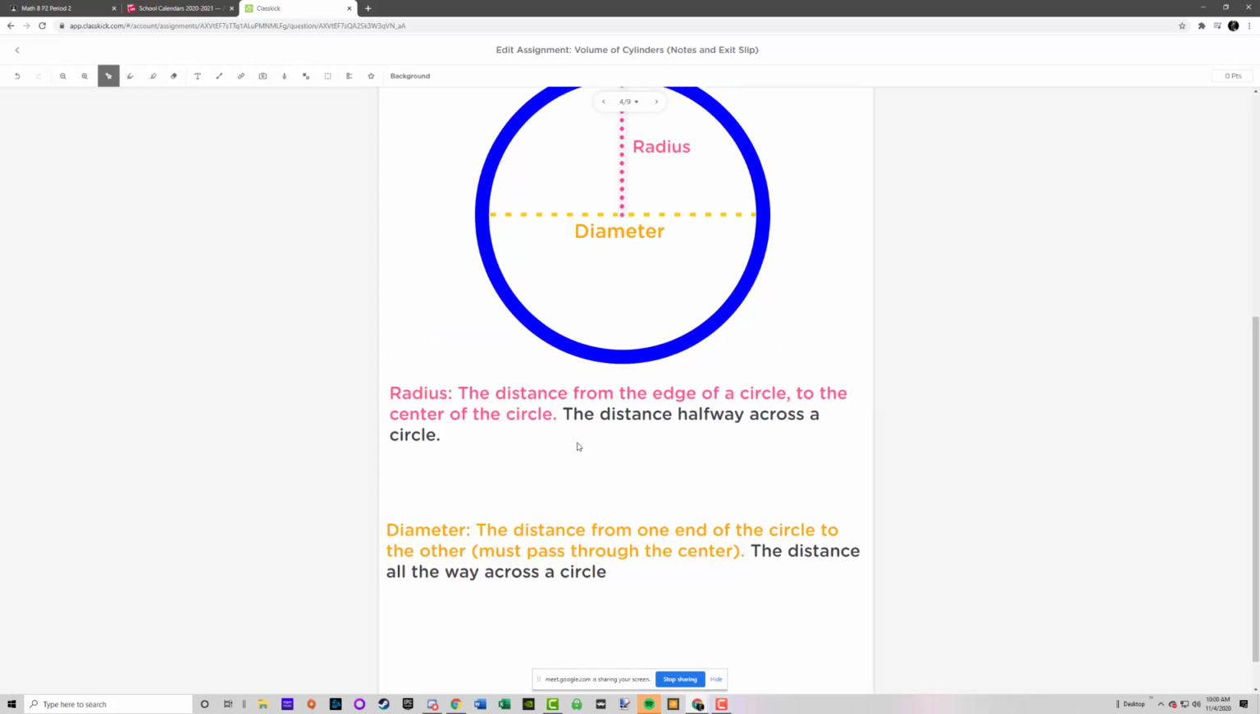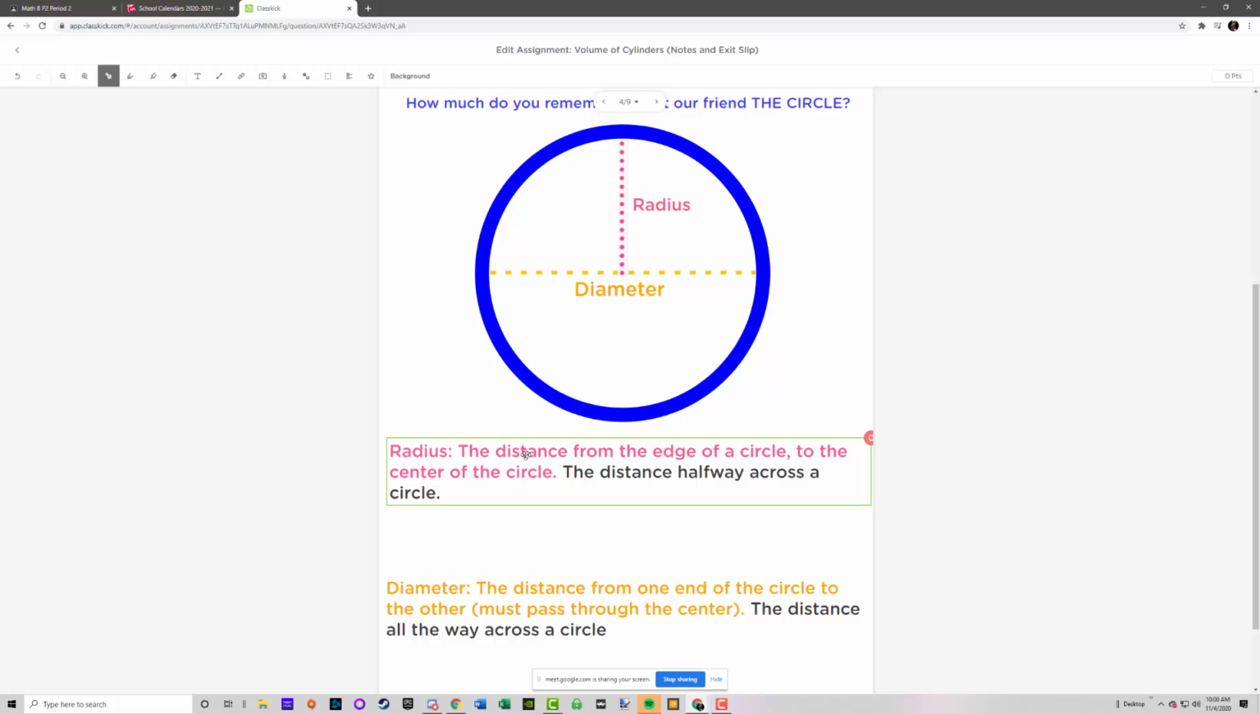So the radius of a circle, ladies and gentlemen, is the distance from the edge of the circle to the center of the circle. So it goes from the edge to the center. And the student-friendly version of that is, it's the distance halfway across a circle. So when you see a line like this that goes halfway across the circle, that is the radius.